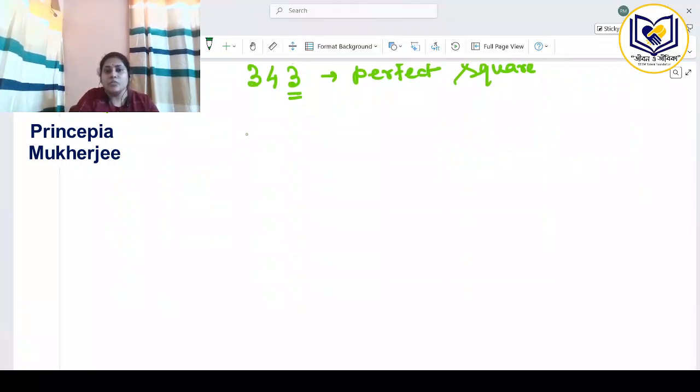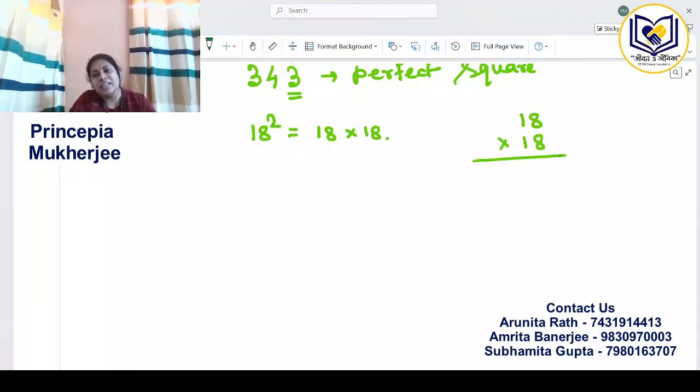Now before going to the next topic, I am taking one example. Find the square of 18. 18 square, how to find? See, 18 square is what? 18 times 18. So when I'm taking 18 times 18 in this way, I'm getting 324. So 18 times 18 is 324. So this is the square of 18.